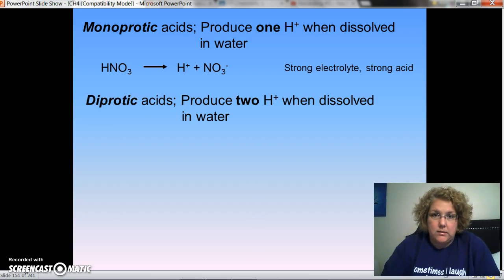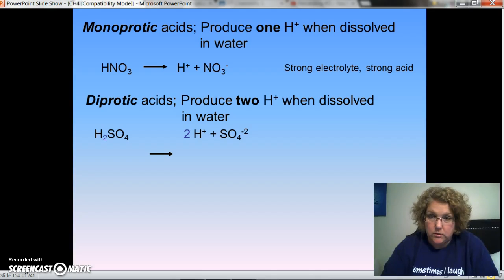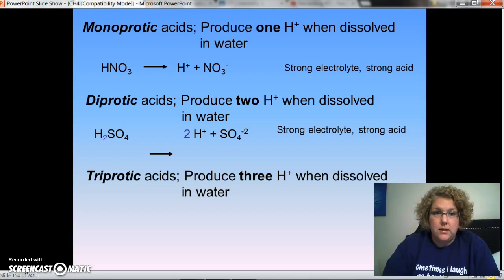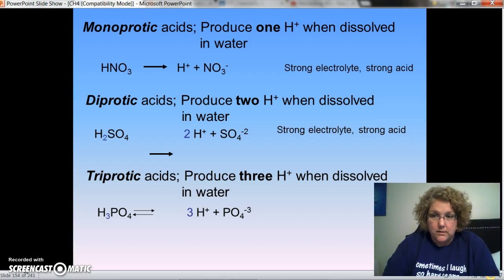Now, diprotic acids produce 2 H pluses when dissolved in water. Examples of that would be the strong acid H2SO4, sulfuric acid, and then triprotic acids. Those produce 3 hydrogens when dissolved in water. So phosphoric is an example of a triprotic acid, but it is a weak acid, a weak electrolyte, because it does not dissociate completely in water, hence the 2 arrows going each direction.